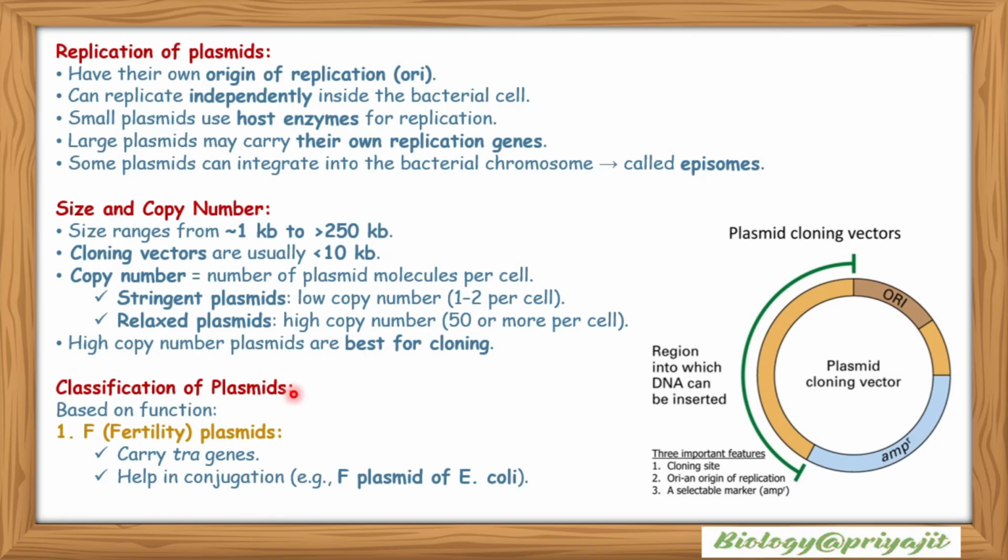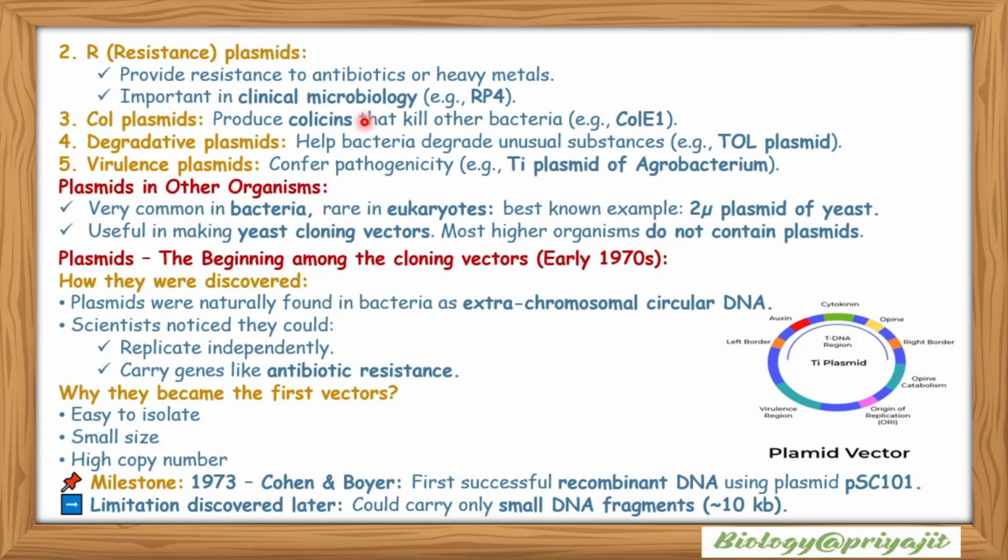So we must know the classification or types of plasmid based on function. First of all is the fertility plasmid, which carries tra genes and helps in the conjugation process. Example: F plasmid of E. coli. R plasmid or resistance plasmid provides resistance to antibiotics or heavy metals. They are important in clinical microbiology, for example RP4. Col plasmids produce colicins that kill other bacteria, like ColE1. Degradative plasmids help bacteria degrade unusual substances, for example the TOL plasmid. Virulence plasmids confer pathogenicity, for example the plasmid of Agrobacterium.